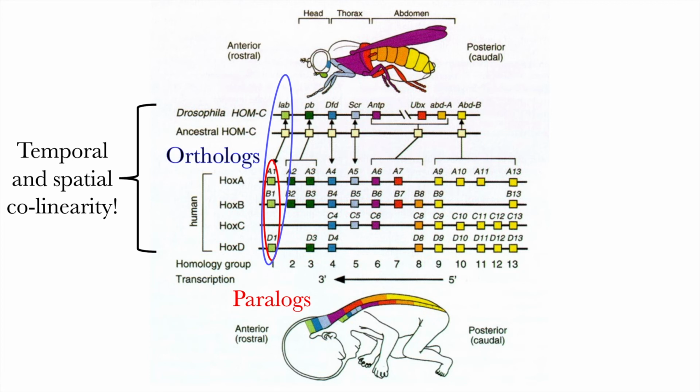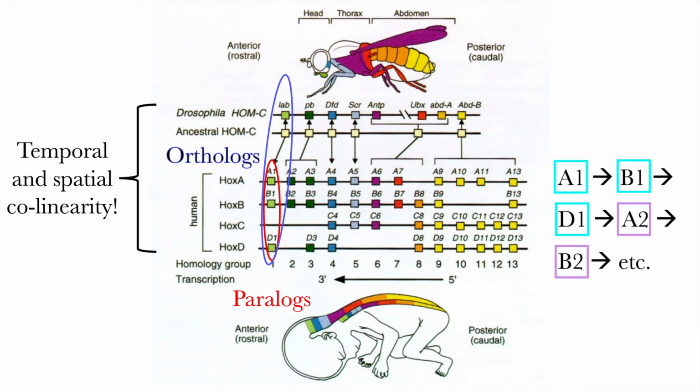The most 3' anterior Hox genes are expressed earliest, and they in turn are proposed to actively promote the expression of the next more 5' posterior genes, and so on, sequentially. For example, it would be A1, then B1, then D1, and then A2, B2, etc.